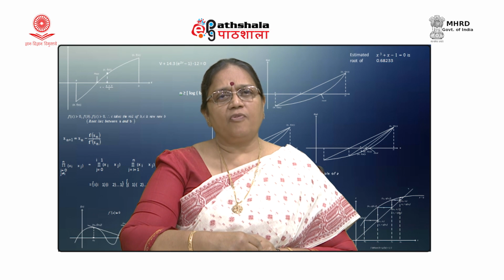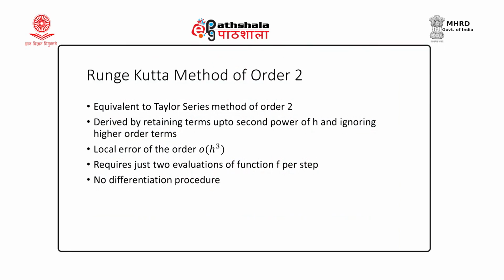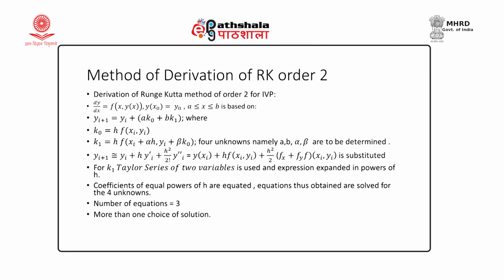So, this Runge-Kutta formula of order 2 looks like this: k_0 is h f(x_i, y_i). This is the method which we had seen last time, that is, the both side Taylor series. You try to derive a formula of the type y_(i+1) is y_i plus a k_0 plus b k_1, where k_0 is given by h f(x_i, y_i) and k_1 is given by h f(x_i plus alpha h, y_i plus beta k_0).